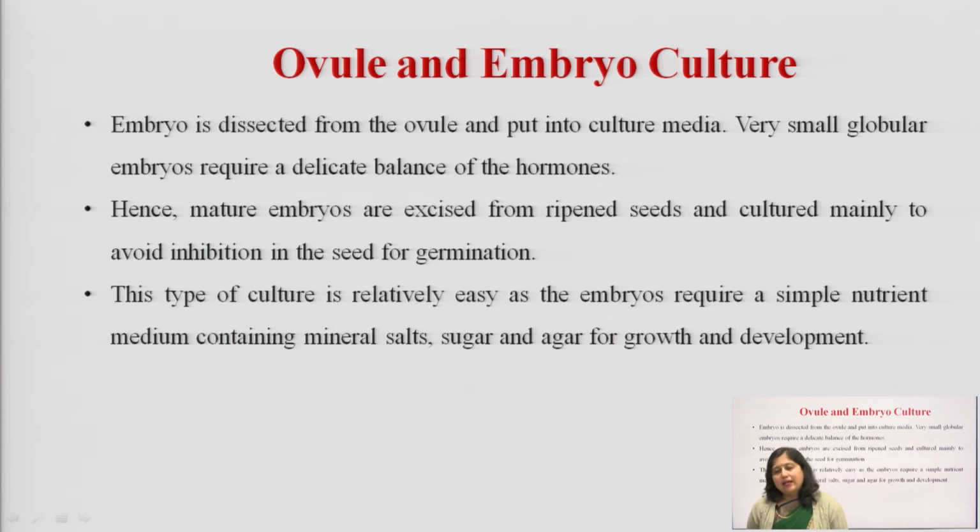Matured embryos are excised from the ripened seeds and cultured mainly to avoid inhibition in the seed for germination. This type of culture is relatively easy, as the embryos require a simple nutrient medium containing mineral salts, sugar and agar for growth and development. So, the type of nutrient medium is also very simple if we are using the embryo from the seed culture. It is preferred over the ovule culture, or the embryo from the ovary part, if we are extracting it for culturing.